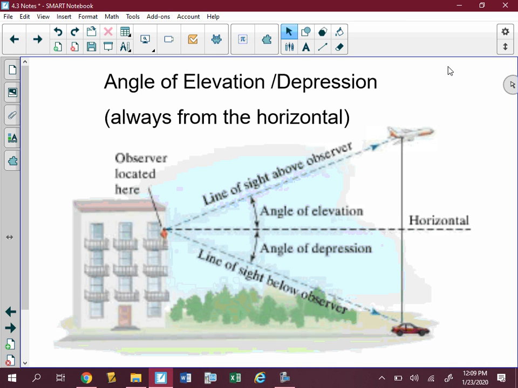Last thing we're going to talk about: angle of elevation, angle of depression. The biggest thing here, guys, is we have a person, let's say in 3 places.